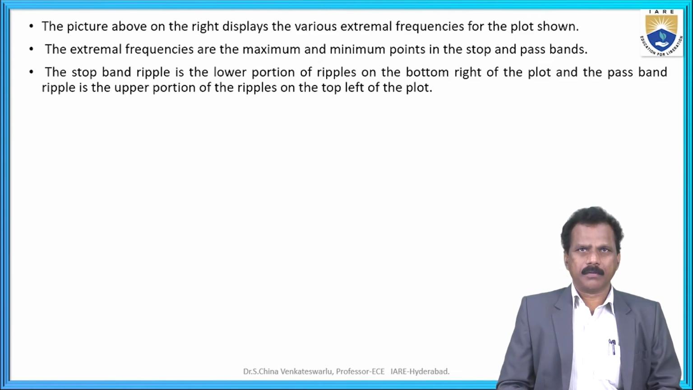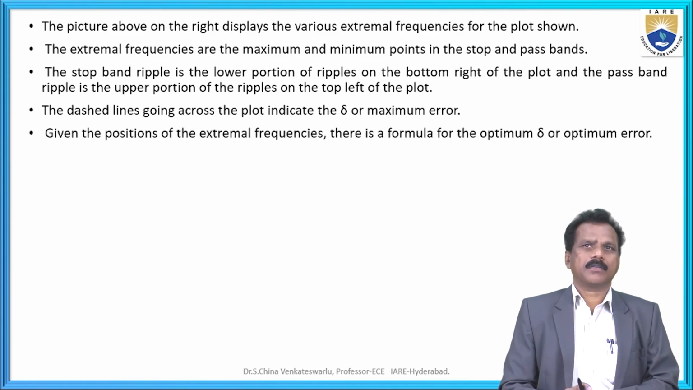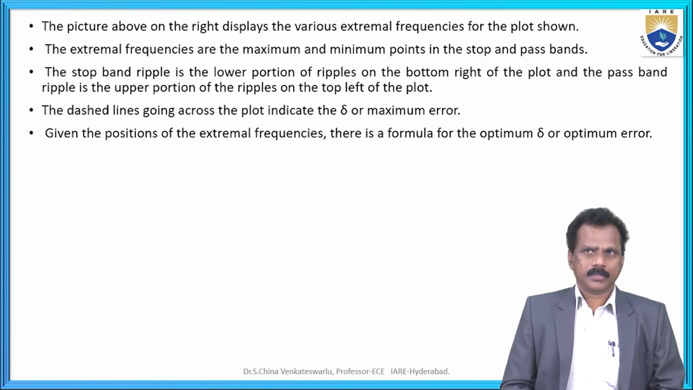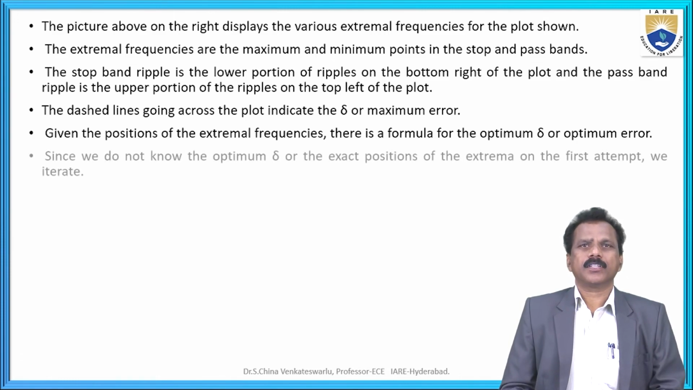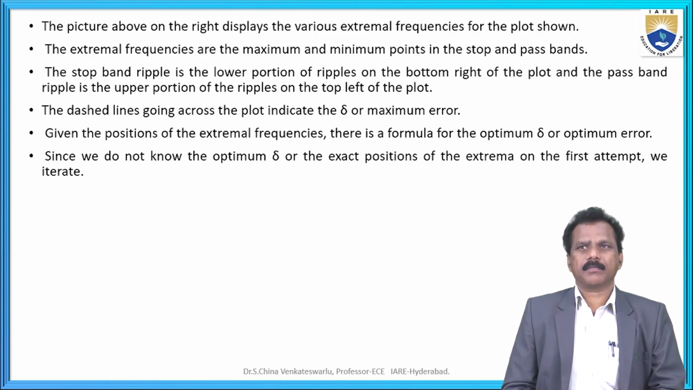So the graph is available, already we have verified. We have to consider the same graph and can easily analyze all this. We are ready to interpret this. The dashed lines going across the plot indicate the delta, or maximum error. Given the position of the extremal frequencies, there is a formula for the optimum delta or optimum error. Since we do not know the optimum delta or the exact positions of the extrema on the first attempt, we iterate. This can all be easily interpreted by using this output response of the Parks algorithm.